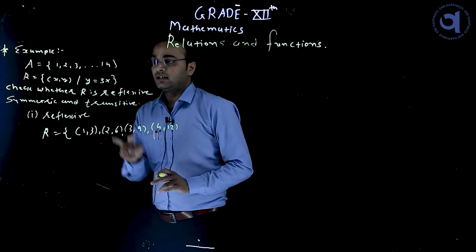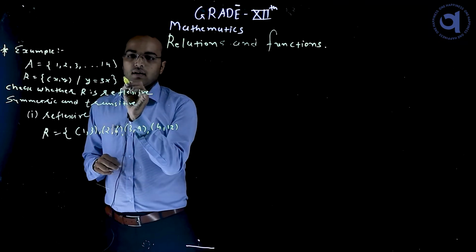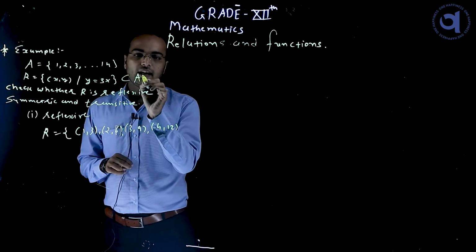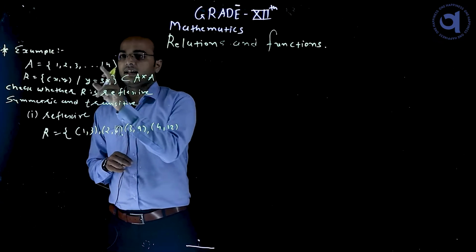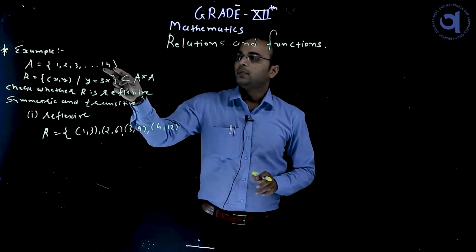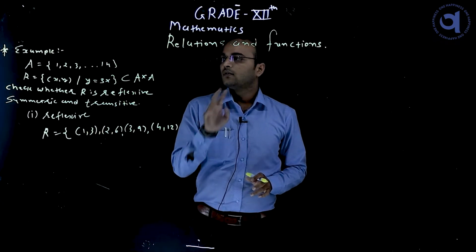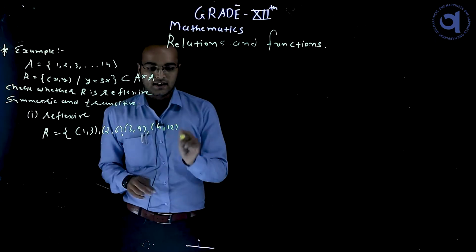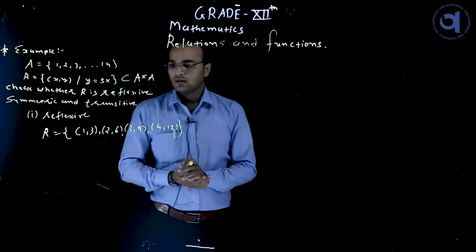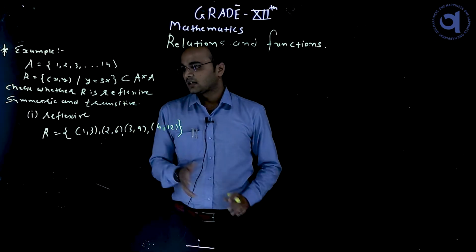But keep in mind, this set is a subset of A cross A, and set A does not have element 15. So 5 comma 15 are not in relation, okay. So these are the possible elements of R, okay.